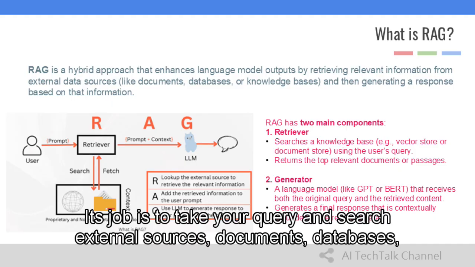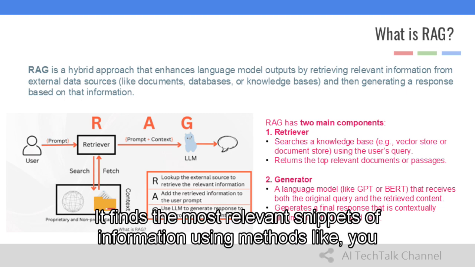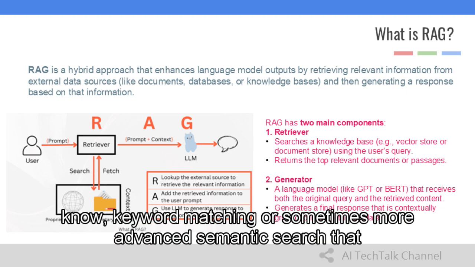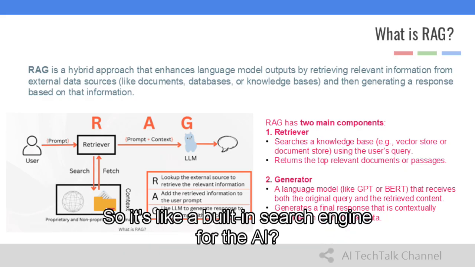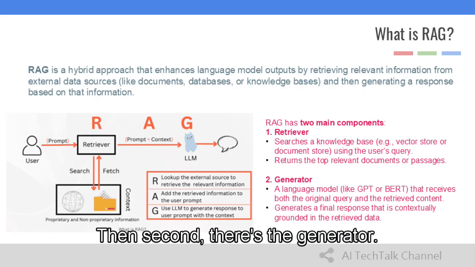Its job is to take your query and search external sources, documents, databases, maybe parts of the web. It finds the most relevant snippets of information using methods like keyword matching or sometimes more advanced semantic search that understands meaning. So it's like a built-in search engine for the AI. Kind of, yeah. Then second, there's the generator.